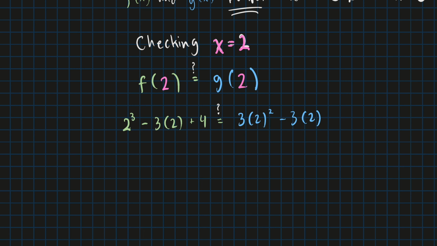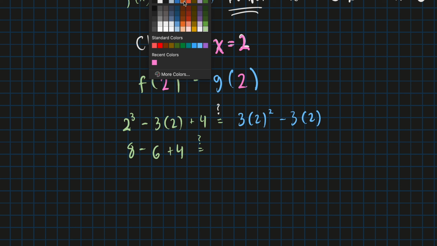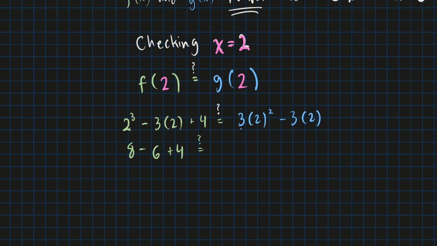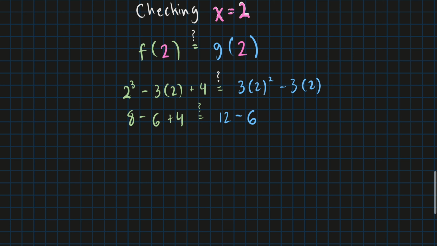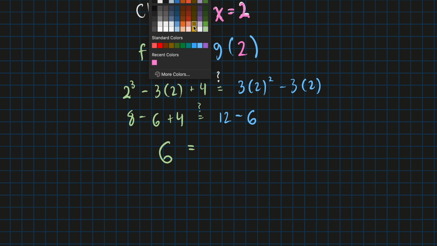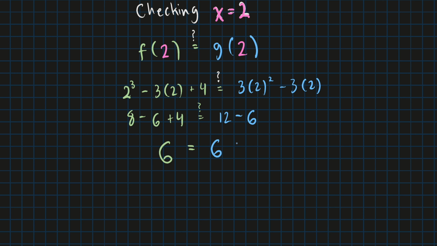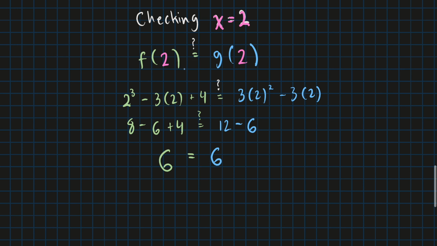And what do we get here? Well, 2 cubed is 8. 8 minus 6 plus 4 is equal to, this is 3 times 4, which is 12, minus 3 times 2, which is 6. And 8 minus 6 is 2. 2 plus 4 is 6. So we indeed get, 12 minus 6 is 6. We indeed get that f of 2 is equal to g of 2.